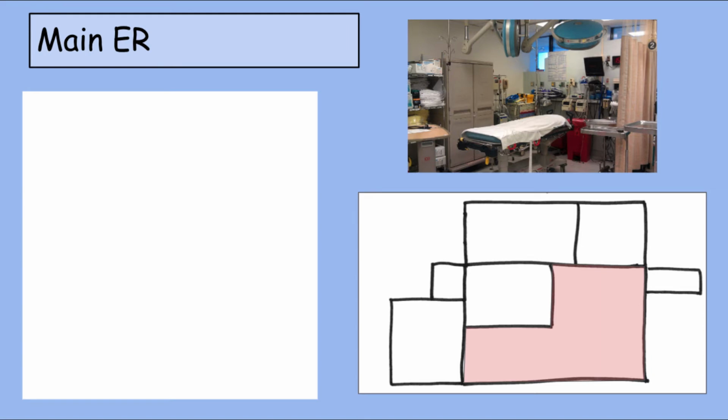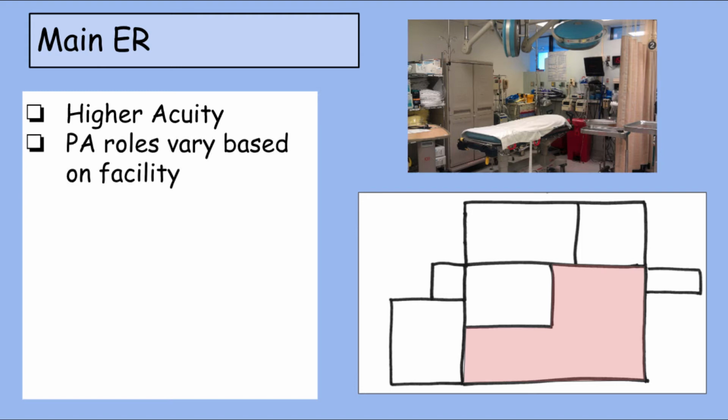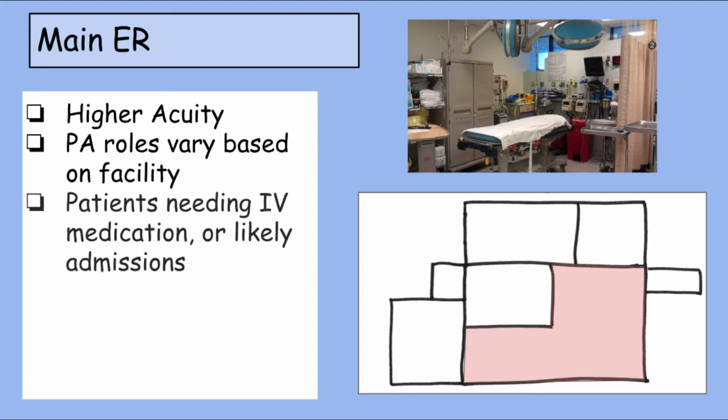Let's move on to the main ER. This is where a lot of the action happens. These are your higher acuity patients, but not always. Some places don't really have a fast track. So you might see a blend of patients, and the PA's role can vary based on the facility. Again, some are in fast track, some are in the main ER, depending on how the setup works. So you'll definitely want to be able to have those questions answered when you start your rotations. But in addition to that, if you want to work in an ER, ask about that during your job interview process.